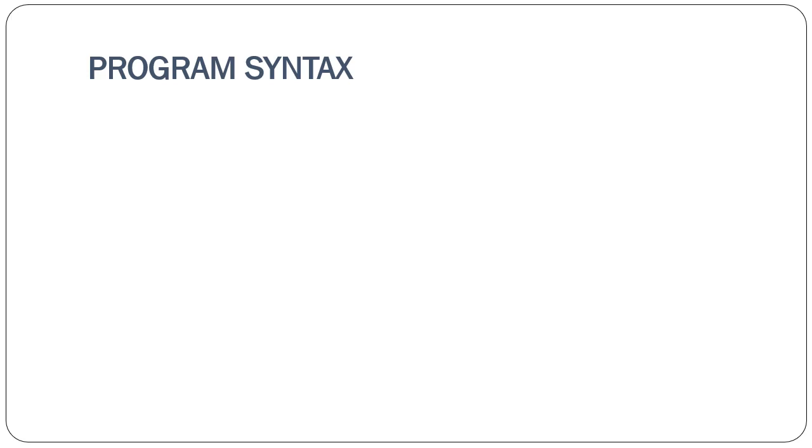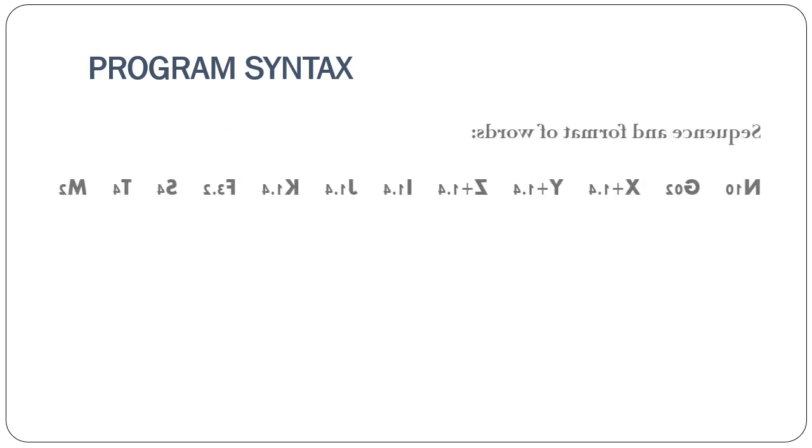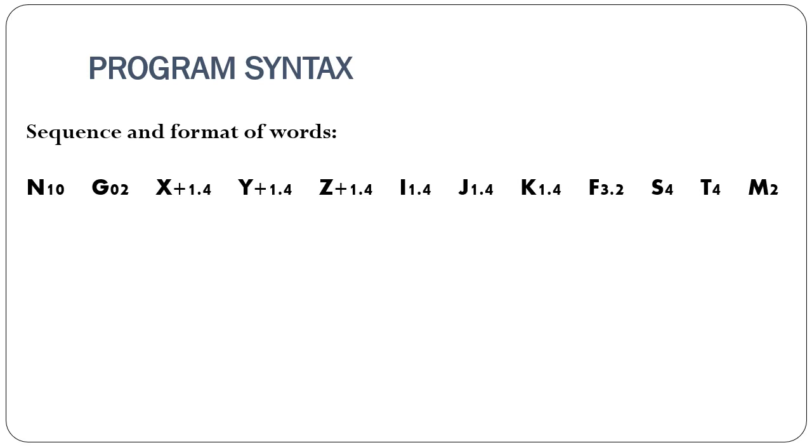Program syntax. The following is the sequence of format used in a program. First is sequence number. It is denoted as N codes. It is usually used in NC machines. For CNC machines it is not required, as there is flexibility in the software to insert the program anytime. Next is preparatory function. This is indicated in G codes. It is used to tell the machine how to move the tool.